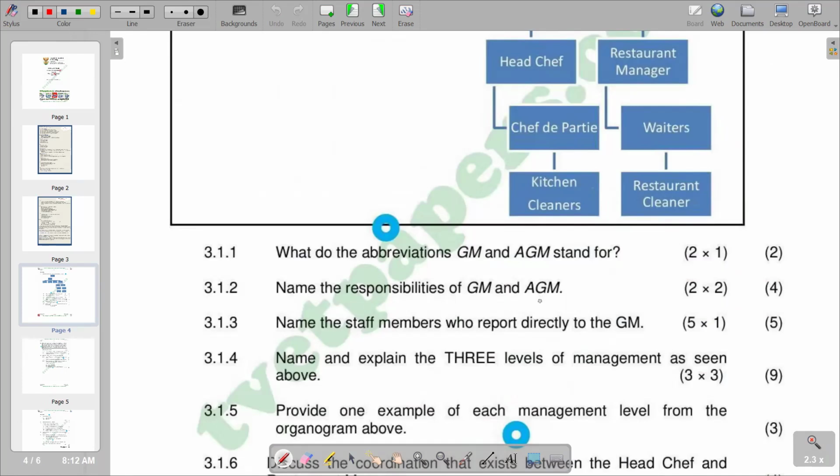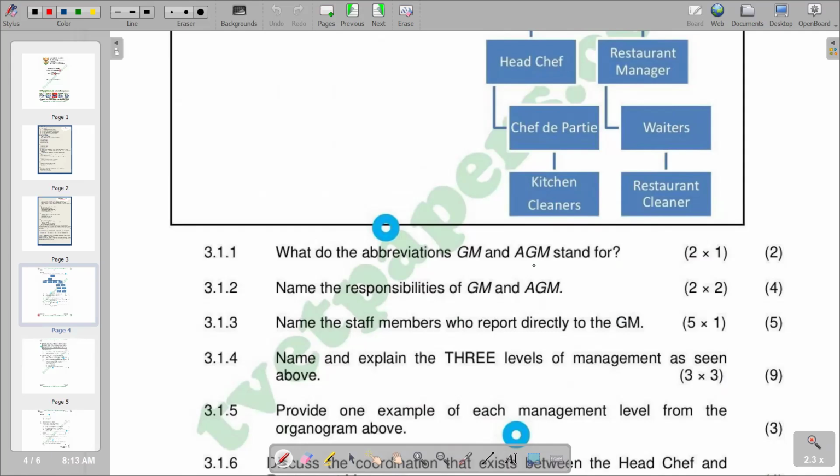Moving on to the next question, it reads, name the responsibilities of GM and AGM. The general manager is primarily responsible for setting organizational goals, coordinating departments, and optimizing processes. That is the GM. The assistant general manager, the AGM, is responsible for supervising staff, overseeing daily operations, managing budgets, and implementing policies. Generally, the AGM reports to the GM. In other words, the AGM supports the general manager.